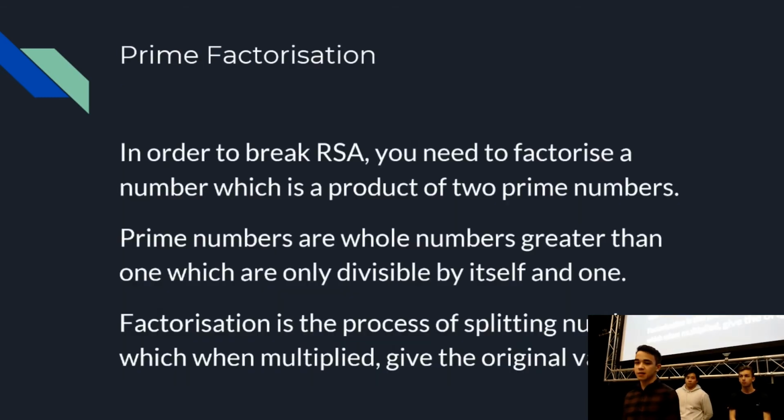So the public key is a number which is a product of two prime numbers. To calculate the private key, you need to get those two prime numbers, do some maths, and then you get the private key. So in theory, in order to break RSA, you need to factorise the number, which is the product of two prime numbers, into its own two prime numbers. As a recap, prime numbers are numbers greater than 1, which have two divisors, itself and 1. And factorisation is the process of splitting numbers, which when multiplied gives the original number.